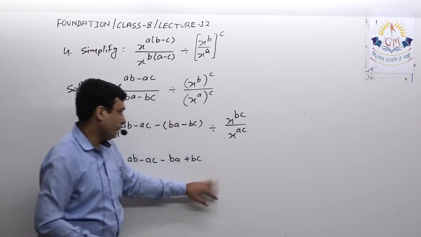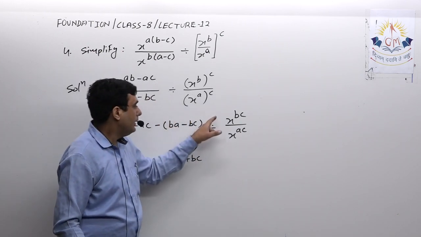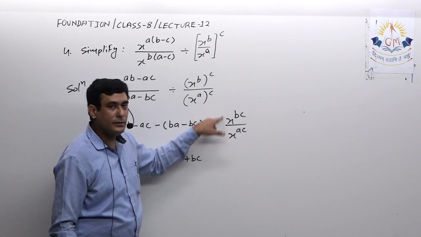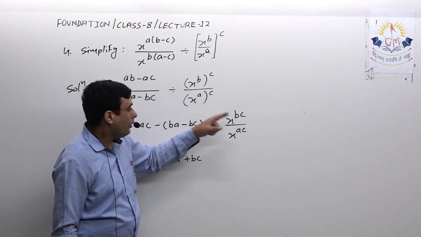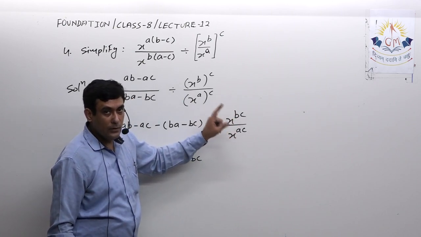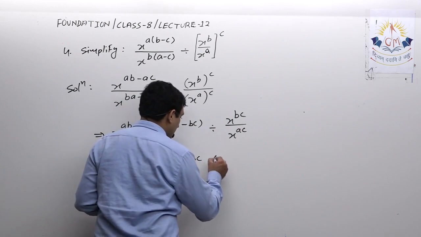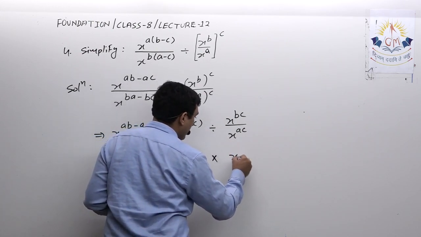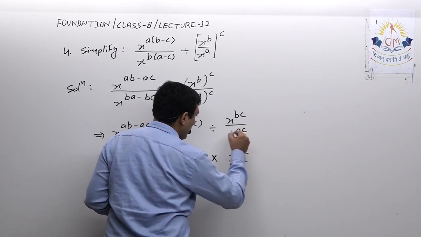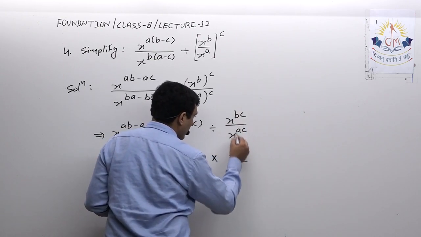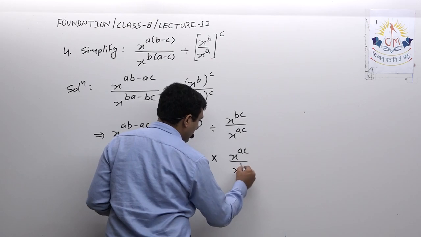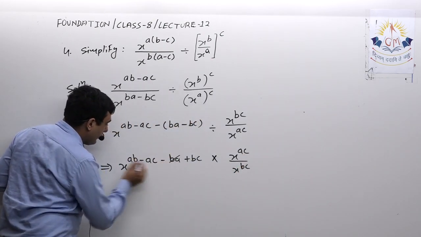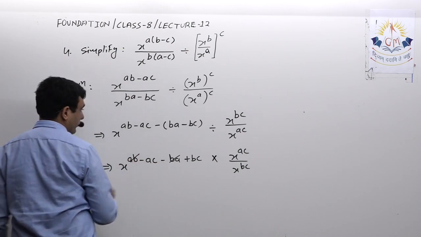There are so many ways to solve this further. First, I can convert this division sign into a multiplication sign by interchanging the numerator and the denominator, or I can directly apply the quotient law, but my advice is to first convert this division sign into a multiplication sign by reciprocating this term. So this will become x raised to ac upon x raised to bc. Now here if you observe, this is minus ab plus ab, this will cancel out.